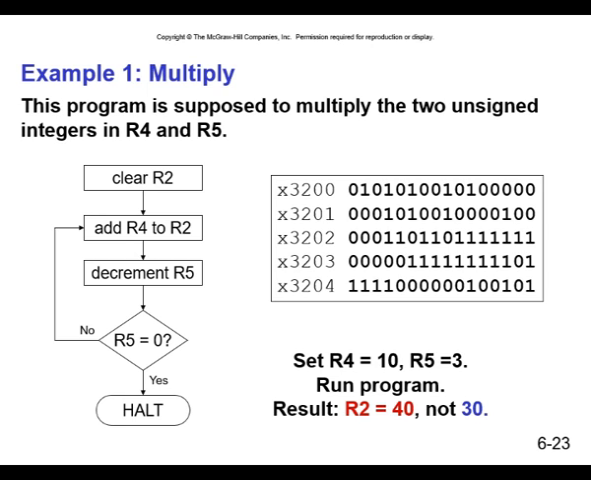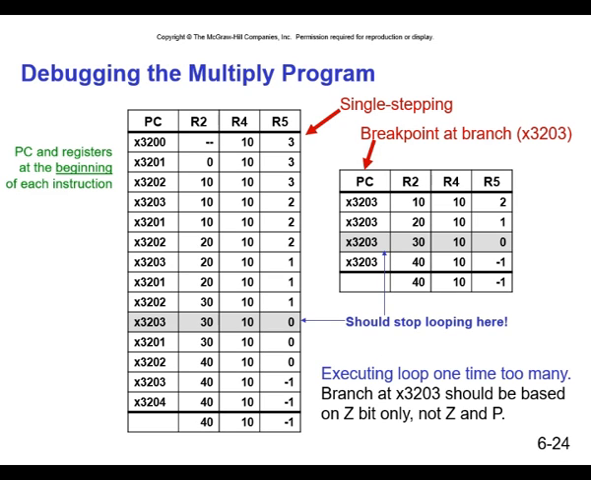This is example 1, multiply. This program is supposed to multiply the two unsigned integers in R4 and R5. This is debugging the multiply program. The blue color shows where it should stop looping here. The red color shows the single stepping and breakpoint at the branch at x3203. It is executing the loop one time too many. The branch at x3203 should be based on the Z bit only, not Z and P.